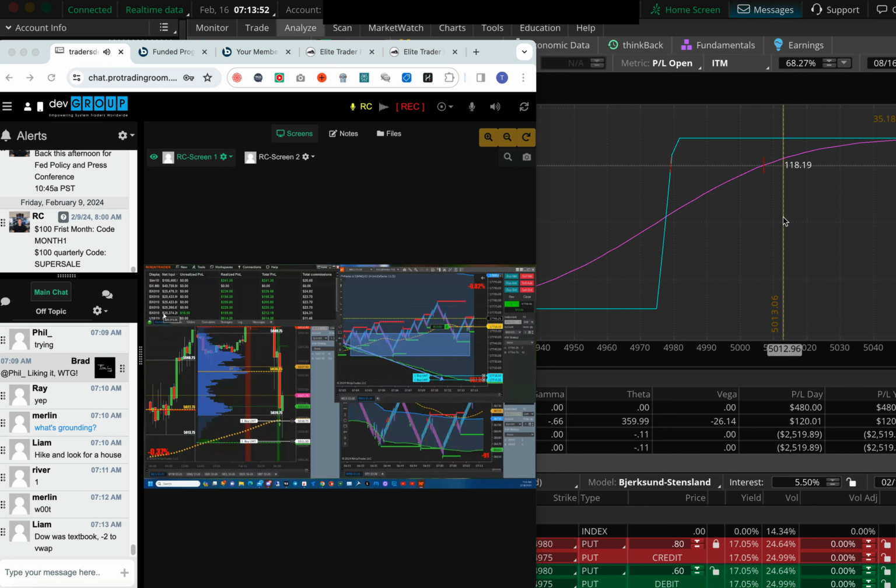So we talked about what grounding is. What else are you guys doing? Dow was tech book. Yep, minus 2 to VWAP. Anyone catch the minus 2 to VWAP? You all did it right. Look at that.